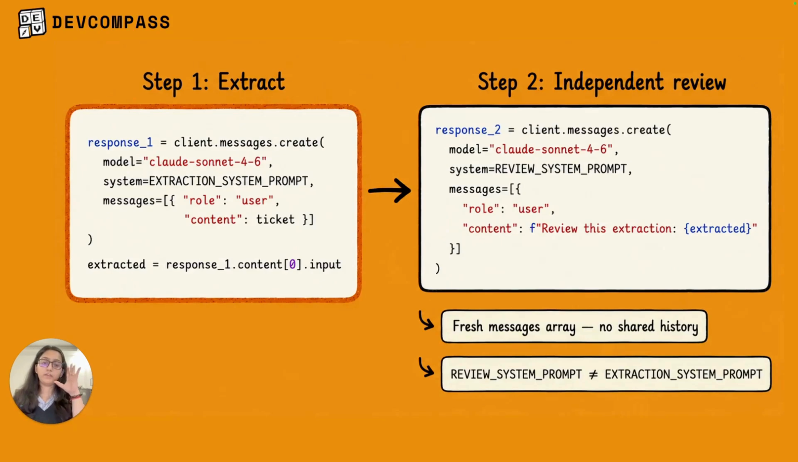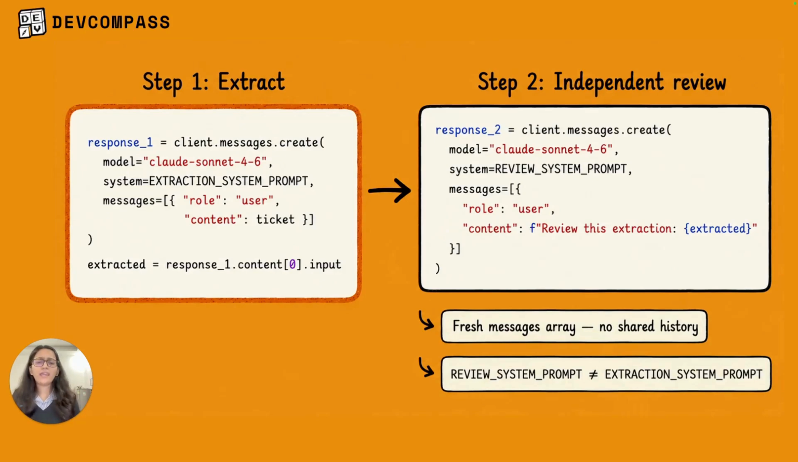Second is an independent review. So a completely fresh client.messages.create call, new request, no connection to the first. Look at two things that distinguish this block from the left one. First, no amber border. This is a separate independent instance. Second, the system prompt is the review system prompt, not the extraction system prompt. These are explicitly different prompts. Review system prompt is not equal to extraction system prompt.